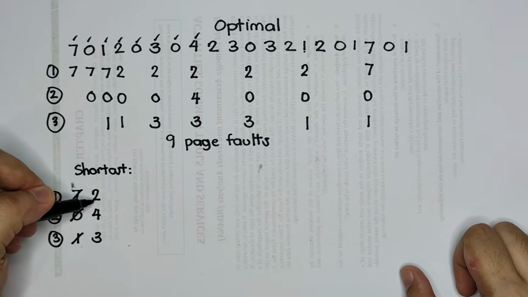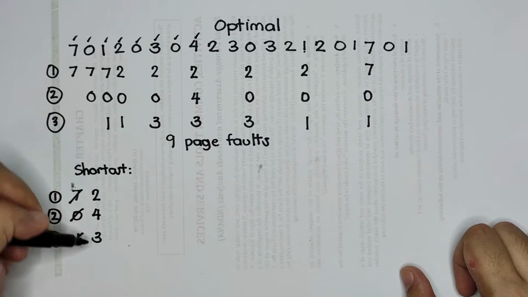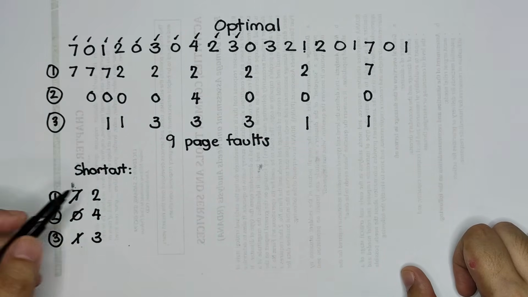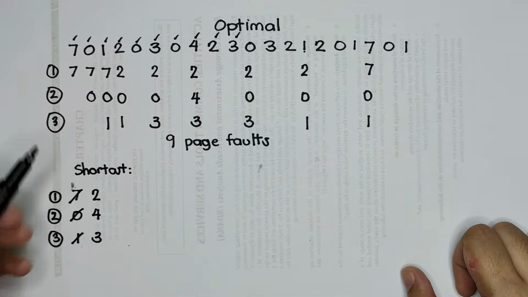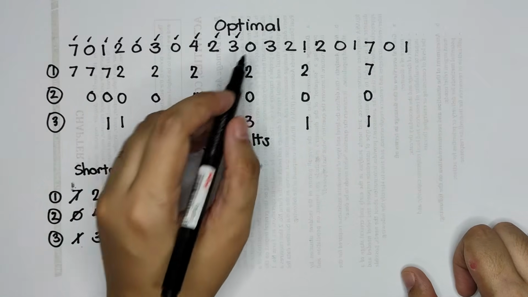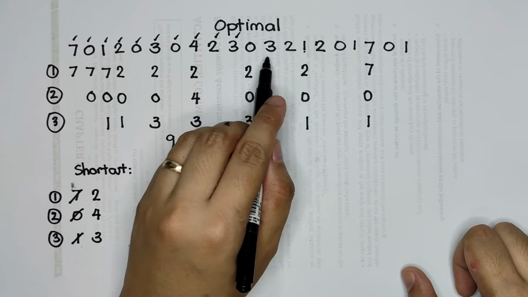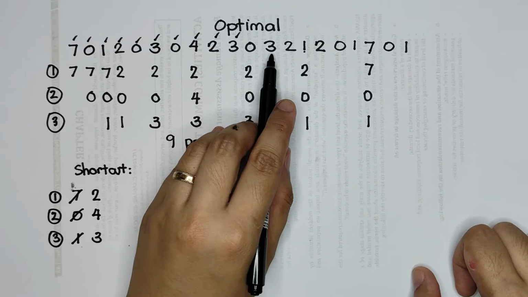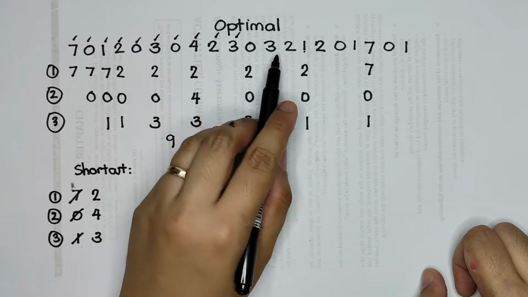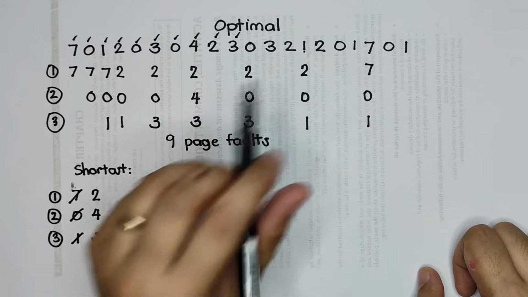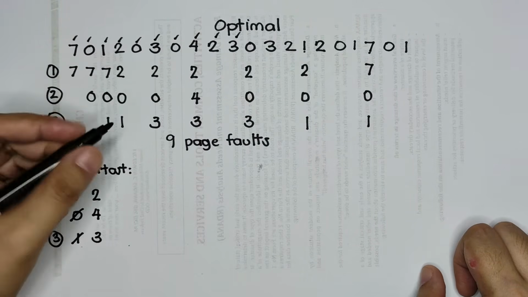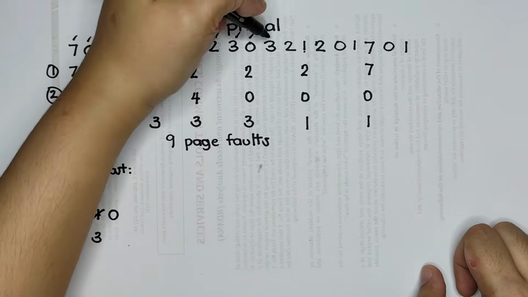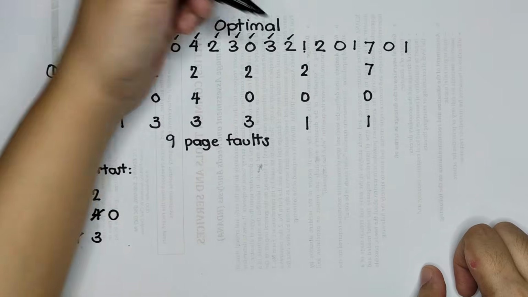Okay, so we already have 2. We already have 3. Okay, next is we have 0. So if we have 0 here, and then our value is 243. We have 2, 4. 4 will not be used anymore, and then 3 will just be used right after 0. So since 4 will not be used, replace 4 with 0. And then next, 3 is already there. 2 is also already there.